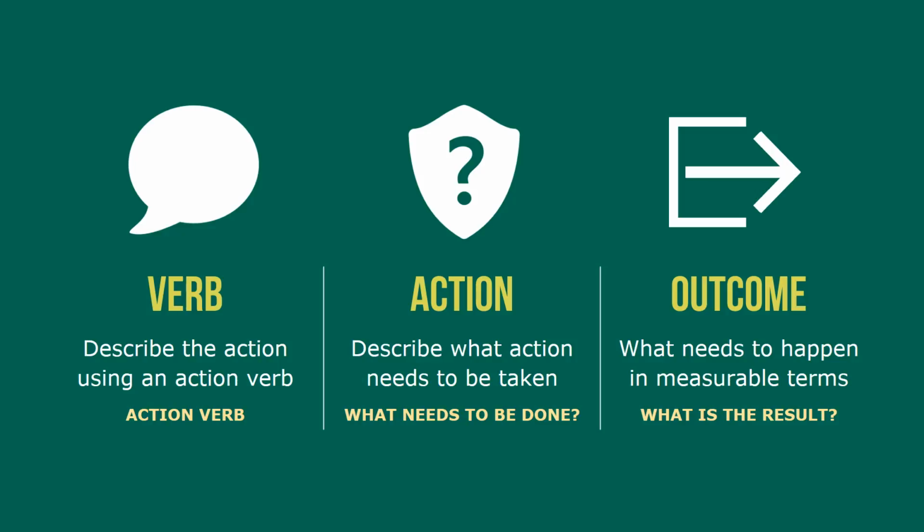This formula helps you start each sentence with an action verb. Action verbs portray a clear picture of the action to the reader's mind. Next, you'll describe what action needs to be taken, what needs to be done. Finally, you define the outcome. Describe what needs to happen in measurable terms, something we can assess. What's the result? Use this KRA formula to define your essential function and responsibility statements for your job descriptions.